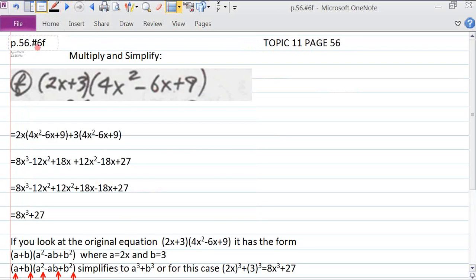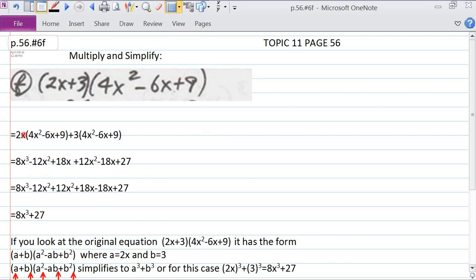So we go to our first problem, which is 6F. We've got to multiply 2x plus 3 times this bracket here. So what we're going to do is take the first term here and multiply it by the complete second bracket, and then we're going to take plus 3 and multiply it by the complete second bracket.